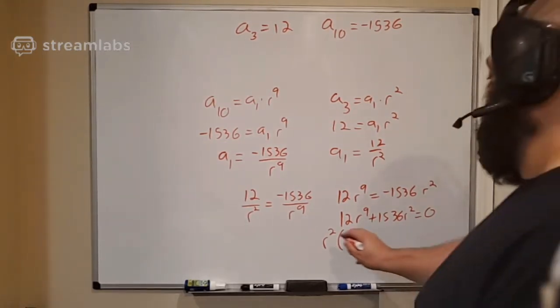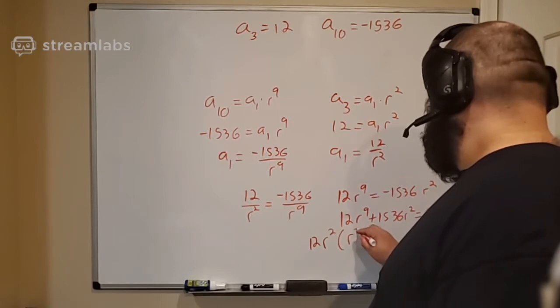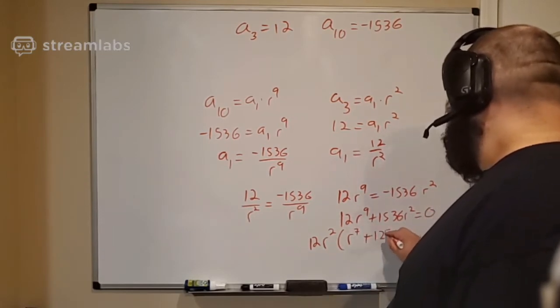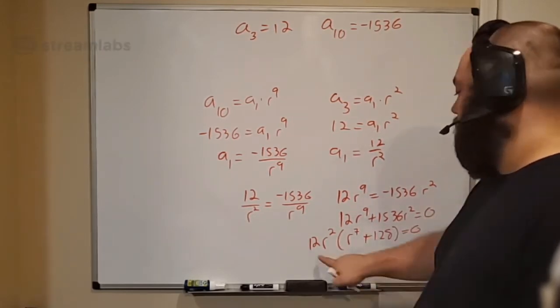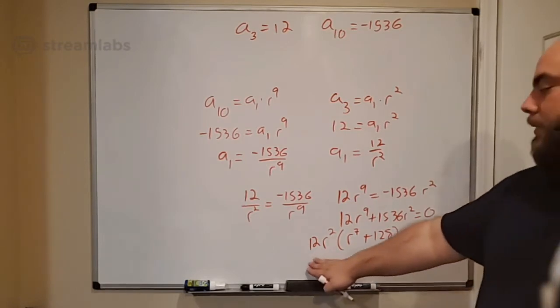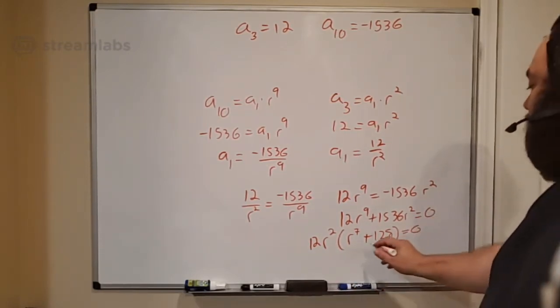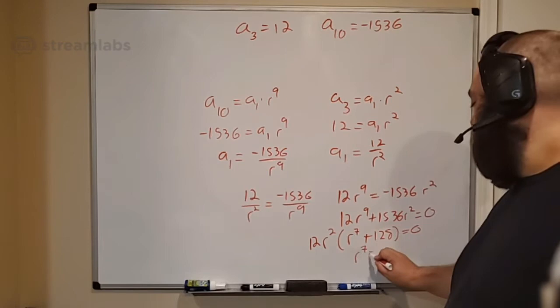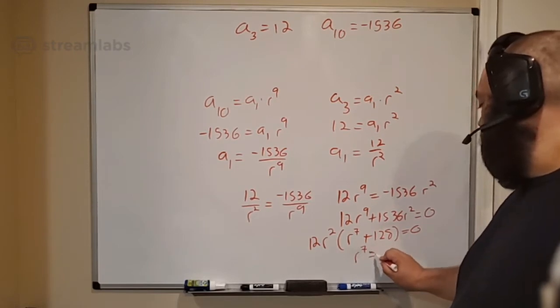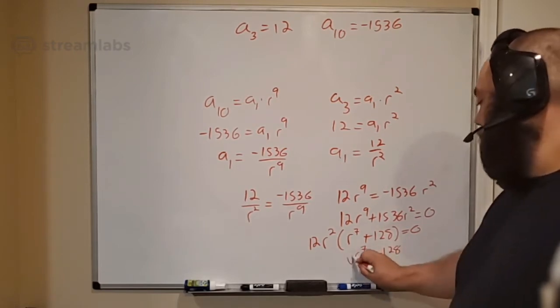So R to the 7th plus 128 equals 0. So you get R equals 0 again, which we talked about yesterday. Doesn't make any sense. And then you get R to the 7th equals negative 128. Take the 7th root on your calculator. You should get R equals negative 2.